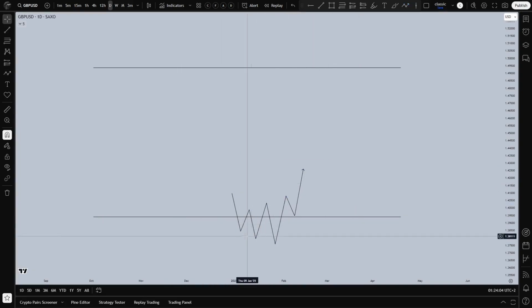We could frame this as the reversal of a potential market maker buy model. So we've taken out the sell side, and now we have the buy side.